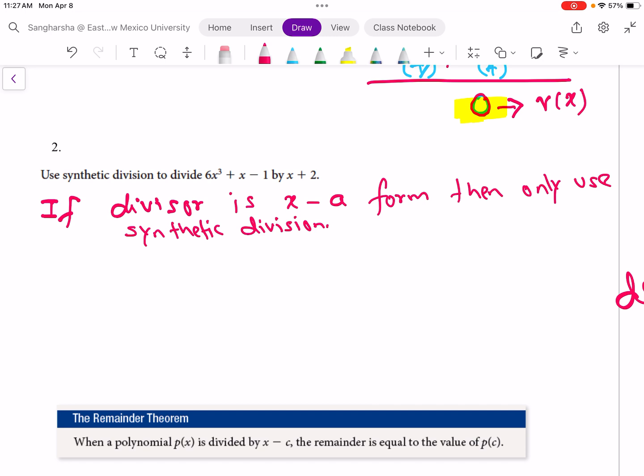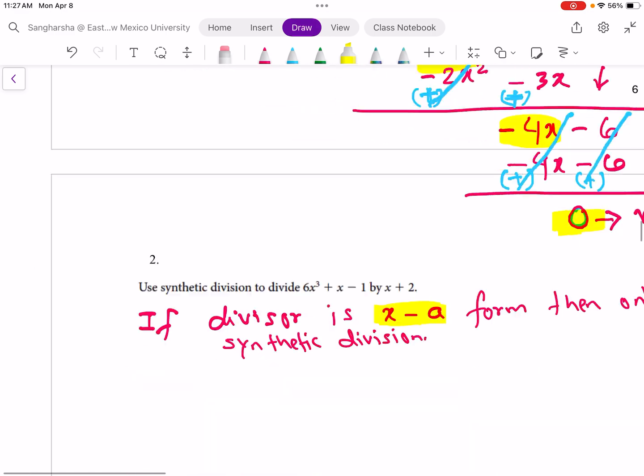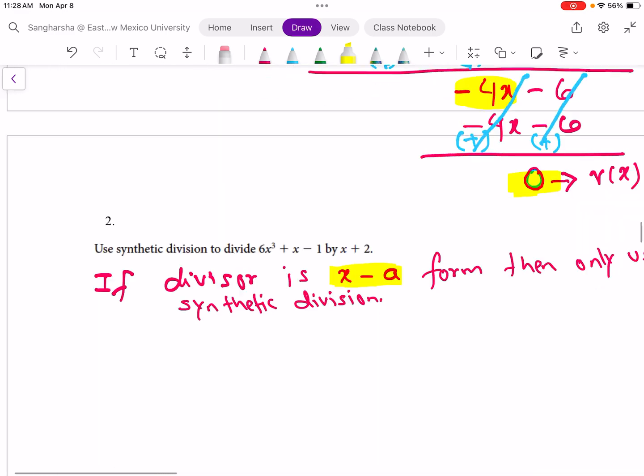Okay, so here, this is the divisor. What is the degree of this divisor? 1. So if the degree of the divisor is 1, then only we can use synthetic division. Okay, a is any number. Before you use synthetic division, you must check what kind of divisor you have. If the divisor has degree 1, then you use synthetic division. If the divisor is not of the x minus a form, then we can't use synthetic division.